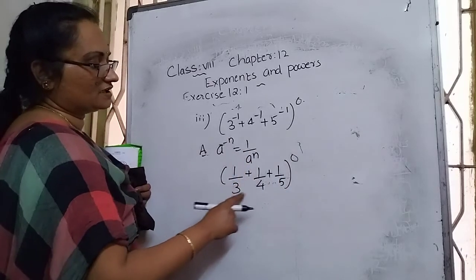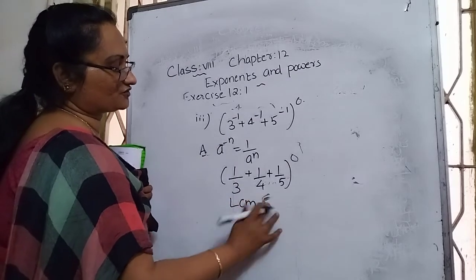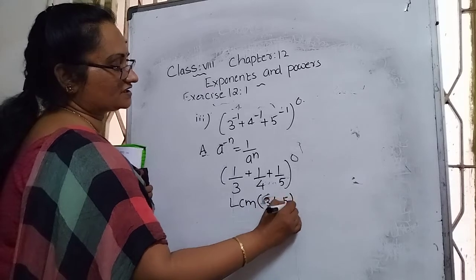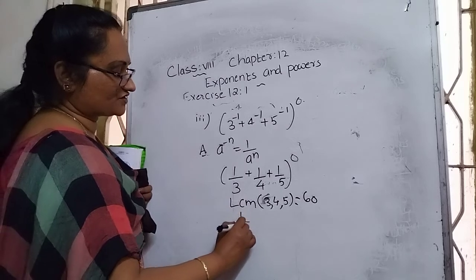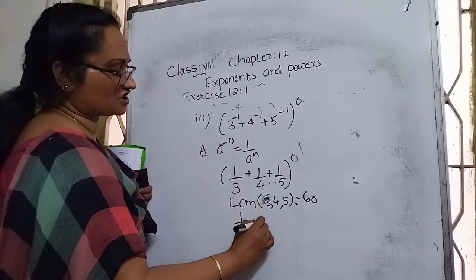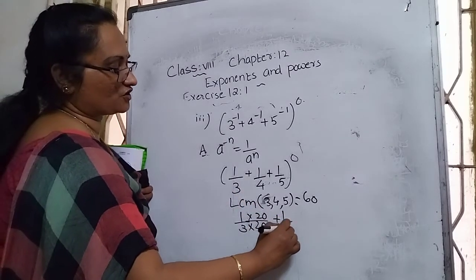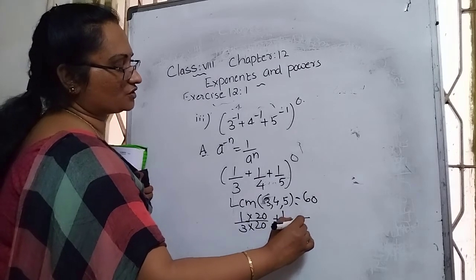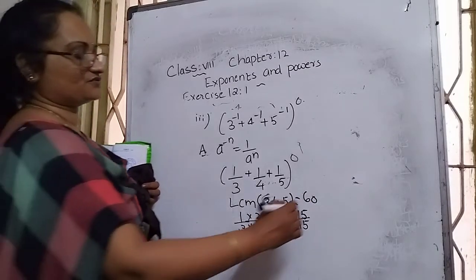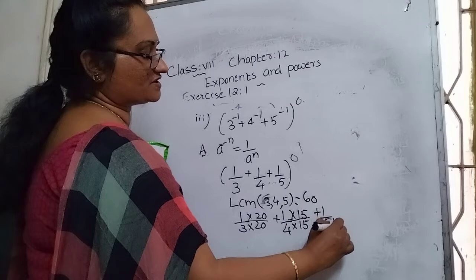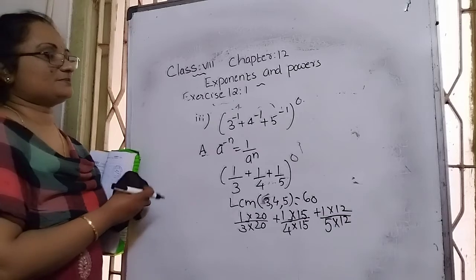Then all of them have different denominators, so take the LCM of 3, 4 and 5. 3 4s are 12, 12 5s are 60. So for each fraction: first fraction, 3 table to 60, it is 20 times, 20 into 3 becomes 60. Second fraction, 4 table to 60, 4 into 15 comes to be 60. So numerator and denominator multiply with 15. Third fraction 1 by 5, 5 into 12 becomes 60. So numerator and denominator multiply with 12.